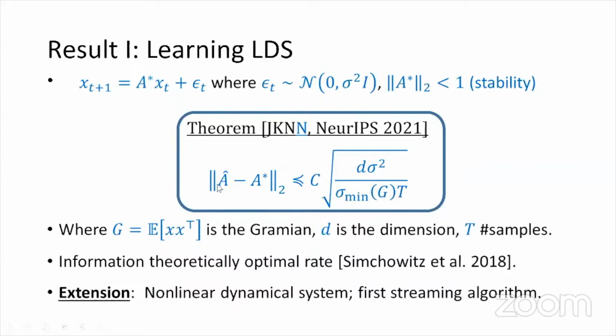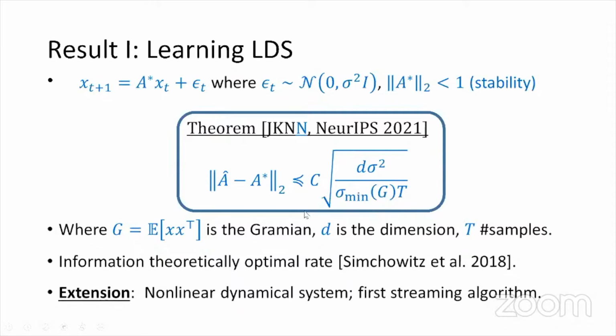If A hat is the output of the SGD-RER algorithm, then the operator norm of the difference between A hat and A star is at most a constant times the square root of D sigma square divided by the minimum singular value of the Gramian matrix times T. D here is the dimension of xt. Sigma square is the sub-Gaussian parameter of the noise at every step epsilon t. And the Gramian matrix G is nothing but the covariance matrix of X X transpose. If we draw X from the stationary distribution of this linear dynamical system, then the covariance matrix of the resulting vector X is what is called the Gramian. The error in the operator norm is given by D sigma square over sigma min of G times T, entire square root.